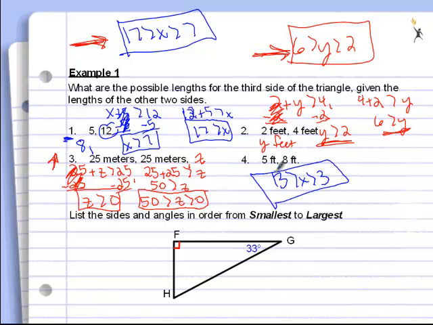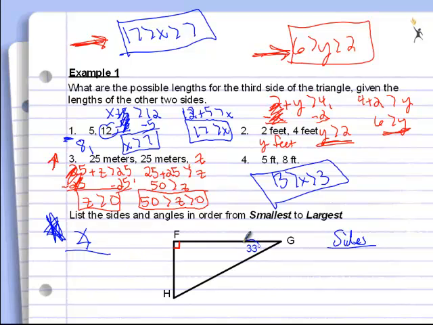But we used our theorem to help us set it up. Now let's look at this problem right down here. We're told to list the sides and angles in order from smallest to largest. Well, that's just fine and dandy, except that I need to know what all the angles are and what all the sides are first. Okay? Let's look at angles first.